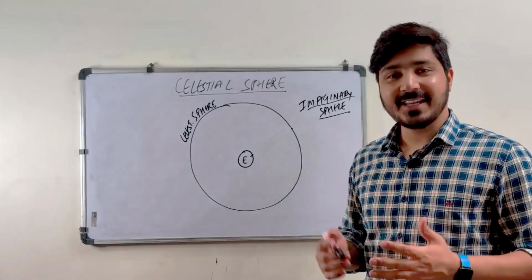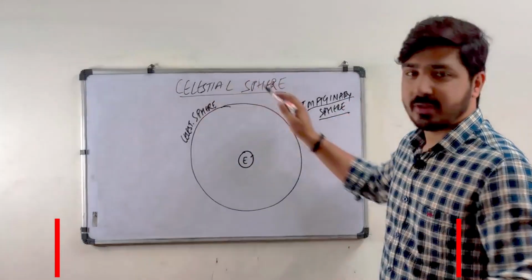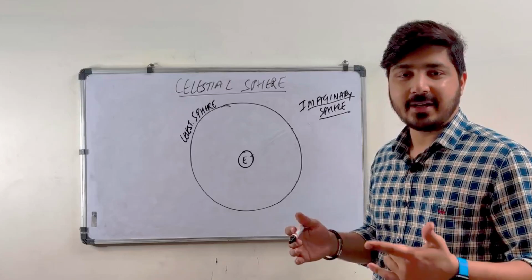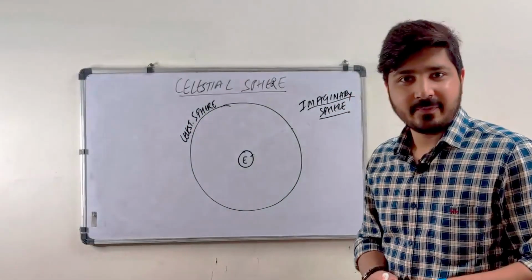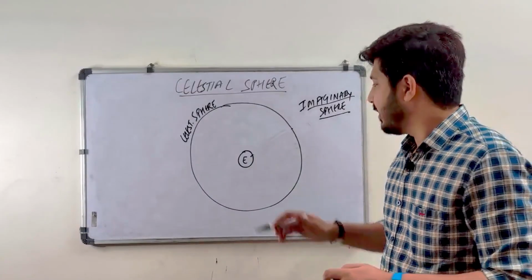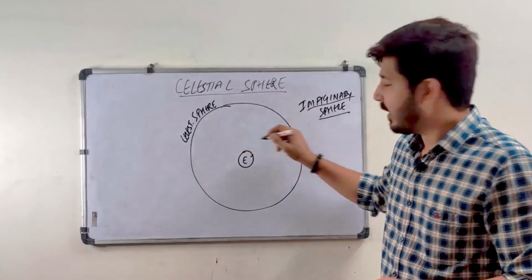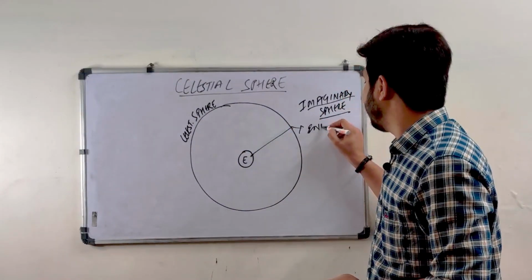Let's start the video. So the celestial sphere is an imaginary sphere, which is all around the Earth. All of your celestial bodies like stars, planets, sun, moon will be in this celestial sphere only, just like a universe. So what we consider is that the Earth is at the center of the celestial sphere and it has a radius which is infinite.